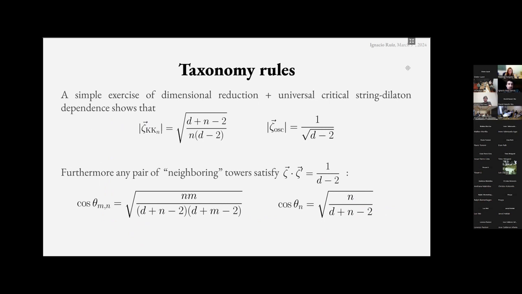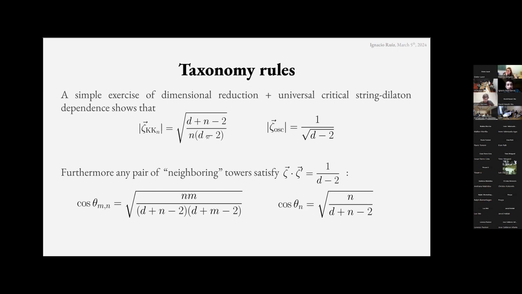So just by a simple compactification exercise, one finds that for the KK tower that appears after compactifying a d plus n dimensional theory on a compact volume, the exponential rate, or the length of the scalar taxonomy ratio vector of this KK tower, is given by this expression, while by the universal relation between the string tension and the dilaton, we expect the scalar taxonomy ratio vector for the string tower to have this expression. On the other hand, if we further compactify with another volume, we will obtain the new tower with respect to this one, and if we multiply them, we will always get 1 over d minus 2. So by having the lengths and the product, we can restrict the possibilities for the angles between these two towers, both between two KKs and a KK and a string tower.